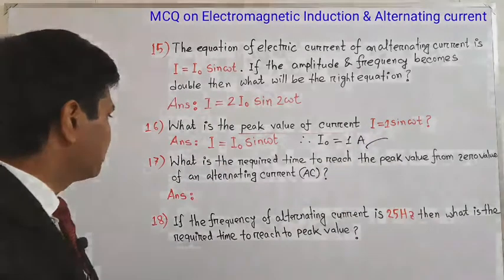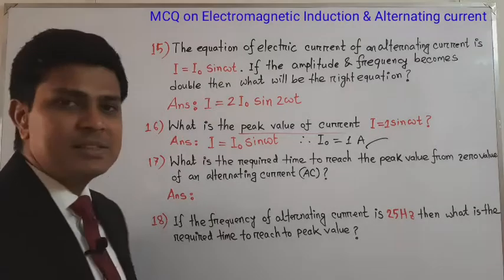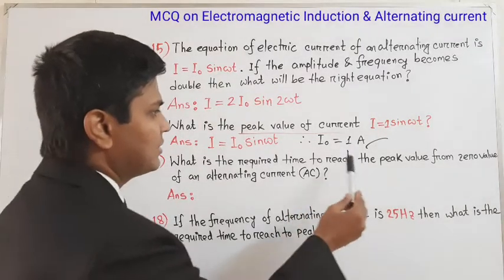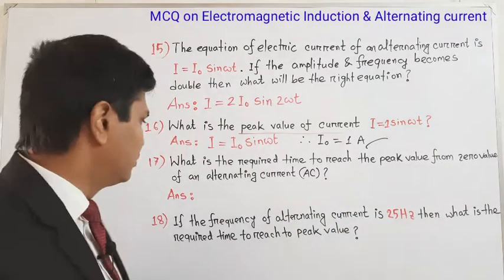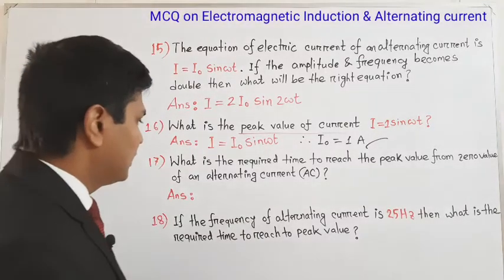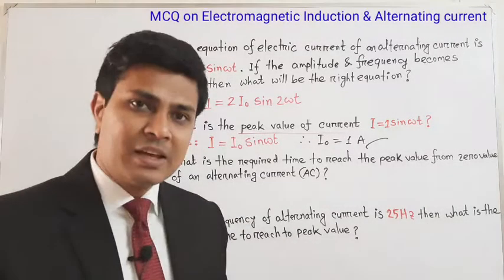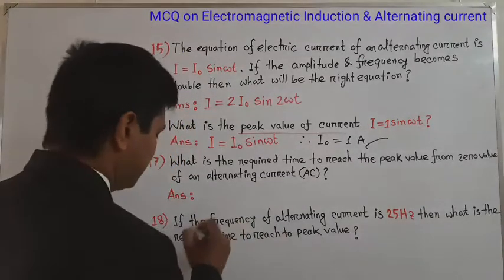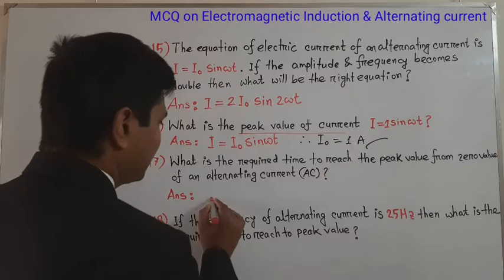Next question, question number 17. What is the required time to reach the peak value from the zero value of an alternating current or AC current? You know alternating current is a sine graph. Now I am going to draw a sine graph.